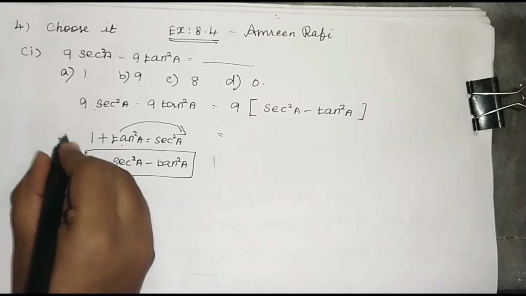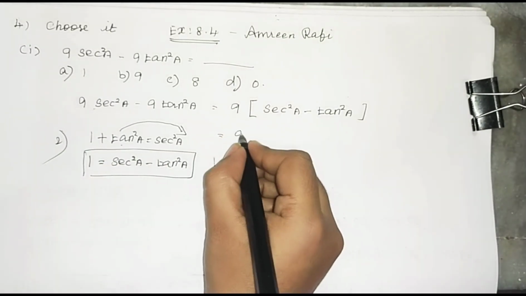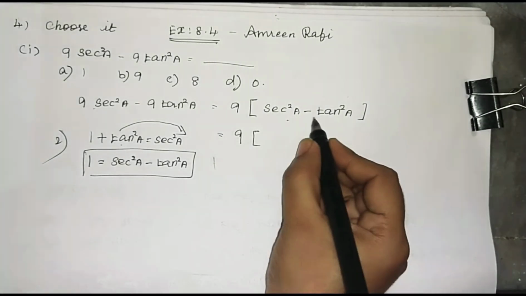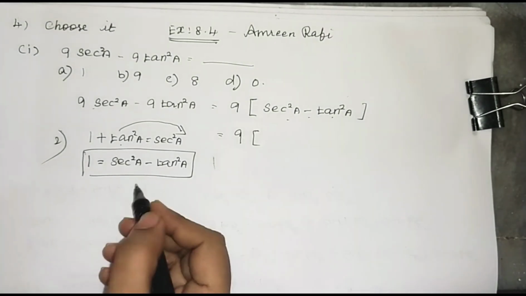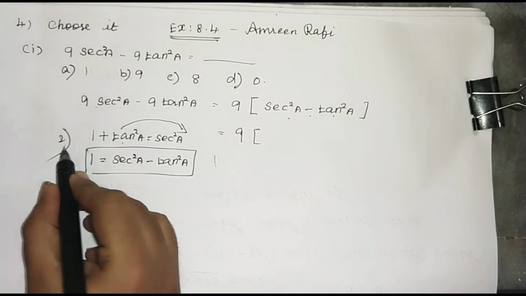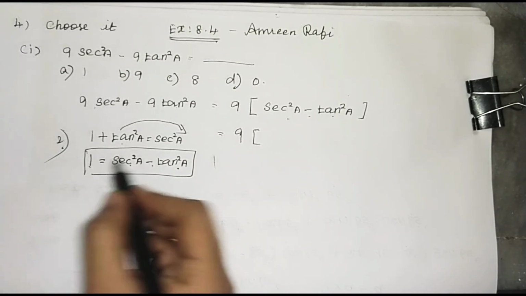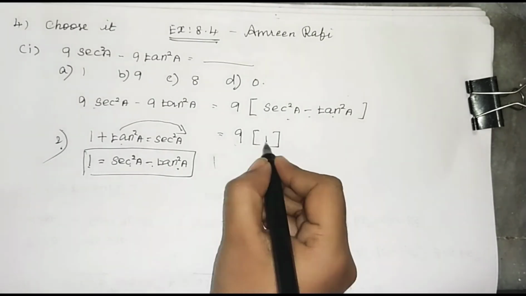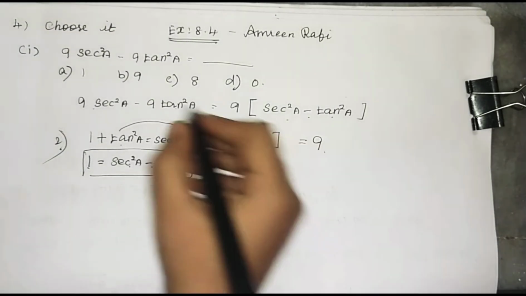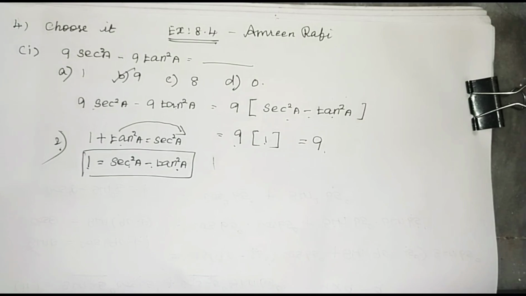The second trigonometric identity. So 9 you are writing as it is, secant squared A minus tan squared A. So using the second trigonometric identity, instead of secant squared A minus tan squared A, we can write 1. So 9 ones are 9. So the answer is option B.